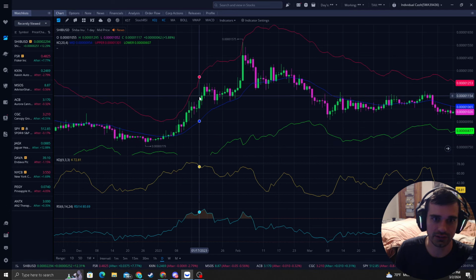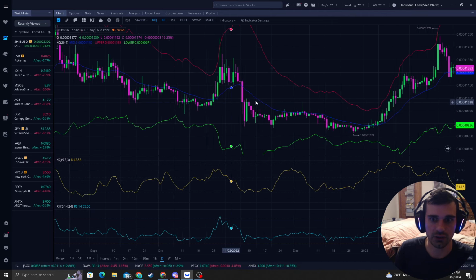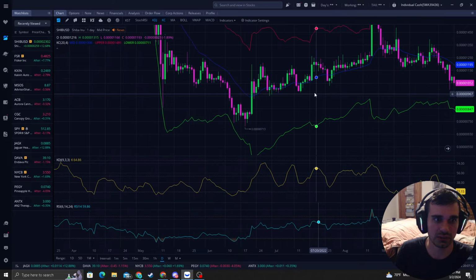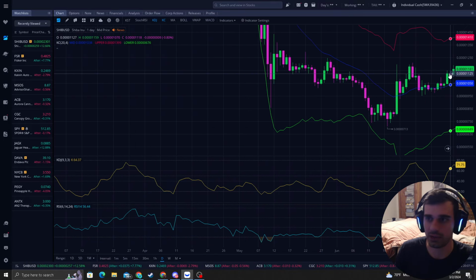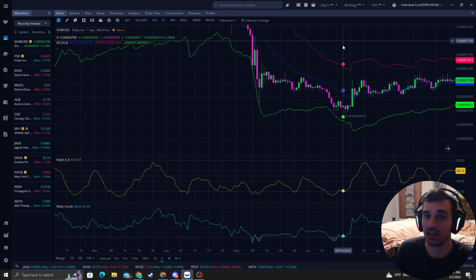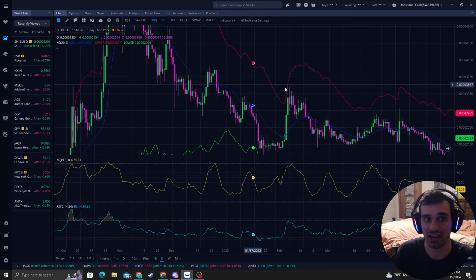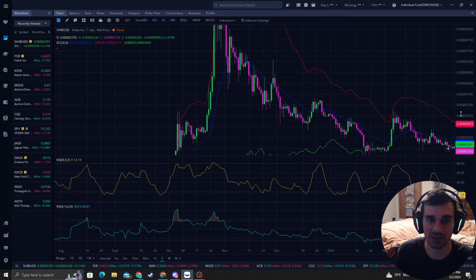Sell zone right here hits the top, goes down. Sell zone right here goes down. A lot of sell zones, not as many as buys. Right here was a nice little buy, actually. Right here goes a little under and makes a nice solid. Crypto is very volatile. You can make massive gains in a short amount of time. It is definitely not for everyone, that's for sure.